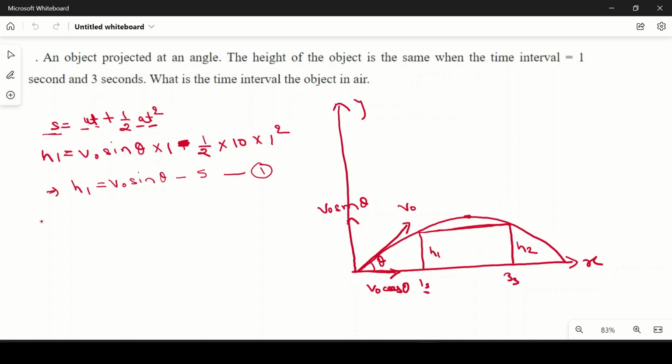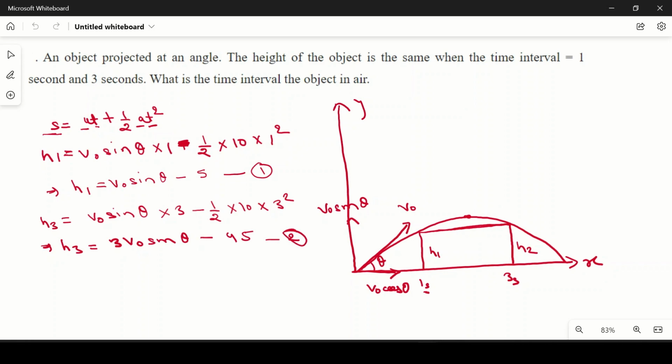Similarly at 3 second we can write h3 is equal to the initial velocity in the vertical direction, v naught sin theta, into t which is 3, minus half into 10 into 3 square. So h3 will be 3 v naught sin theta minus 3 into 3 is 9, into 10 is 90, divided by 2 is 45. So this is equation number 2.